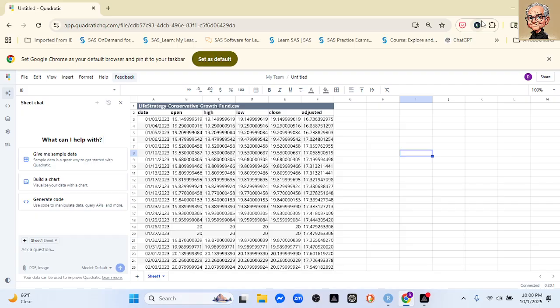Tonight we're going to be taking a look at the stock fund. This is the Vanguard LifeStrategy Conservative Growth Fund. We're going to do some basic analysis on it, including forecast and returns. So let's begin with some basic plots, okay?